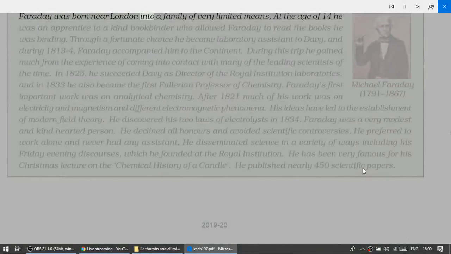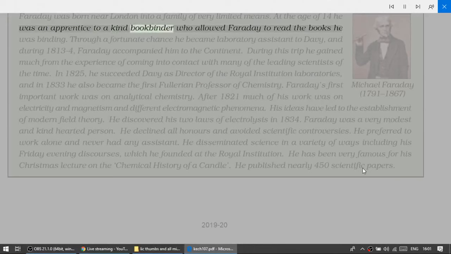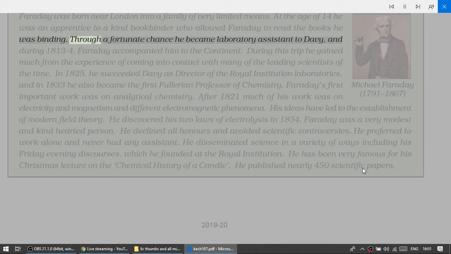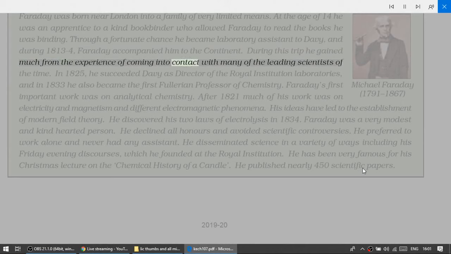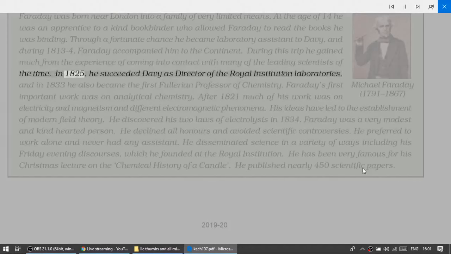Faraday was born near London into a family of very limited means. At the age of 14 he was an apprentice to a kind bookbinder who allowed Faraday to read the books he was binding. Through a fortunate chance he became laboratory assistant to Davy, and during 1813-4, Faraday accompanied him to the continent. During this trip he gained much from the experience of coming into contact with many of the leading scientists of the time.